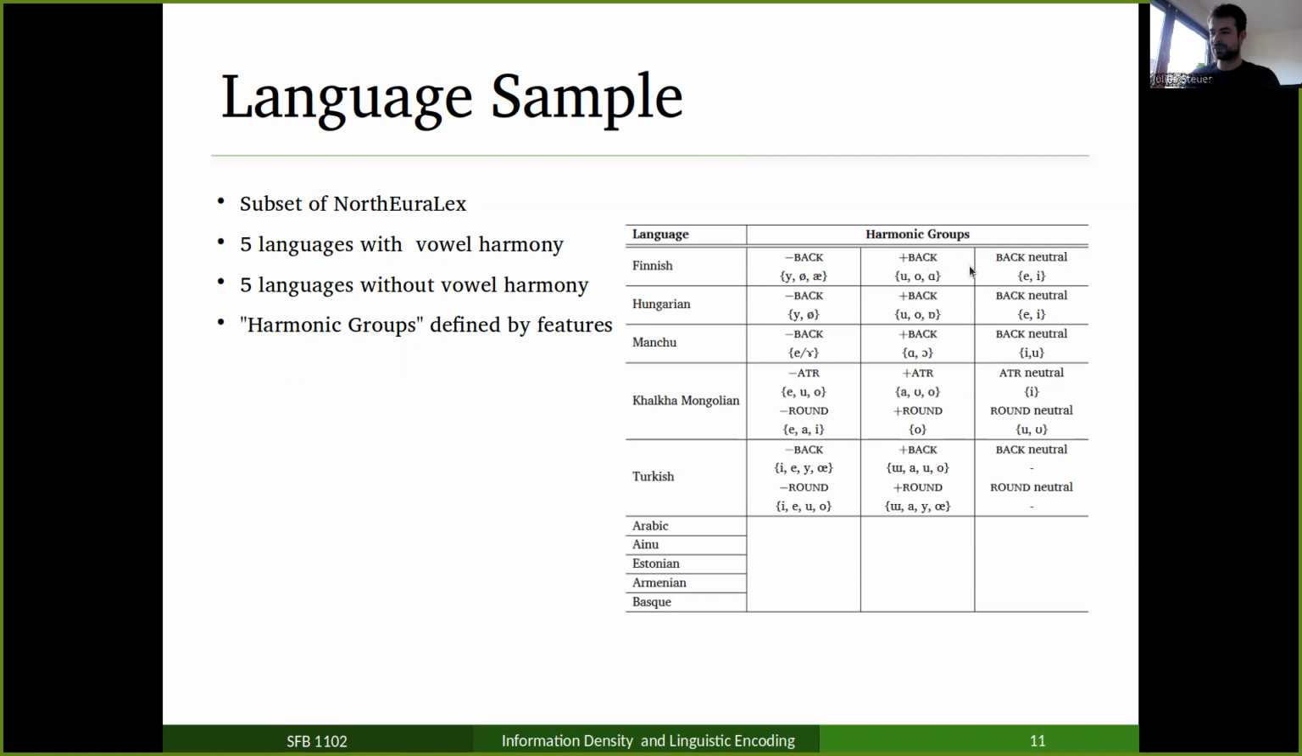But they don't trigger vowel harmony, which means that in this case, disharmonic sequences can happen.